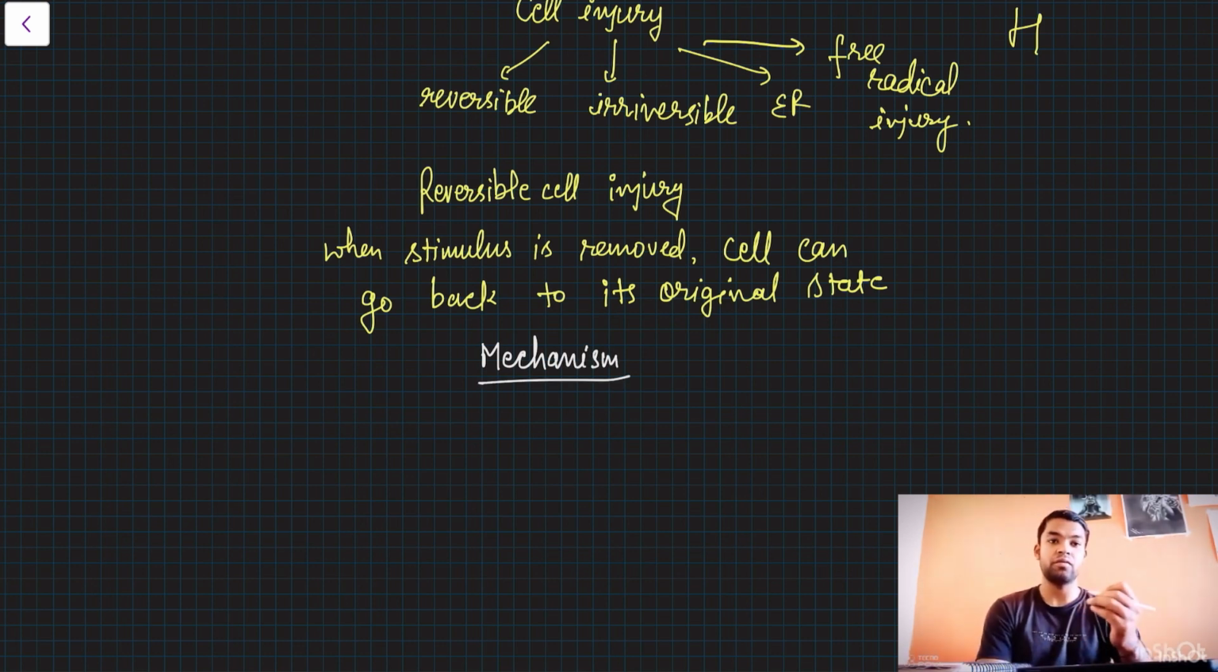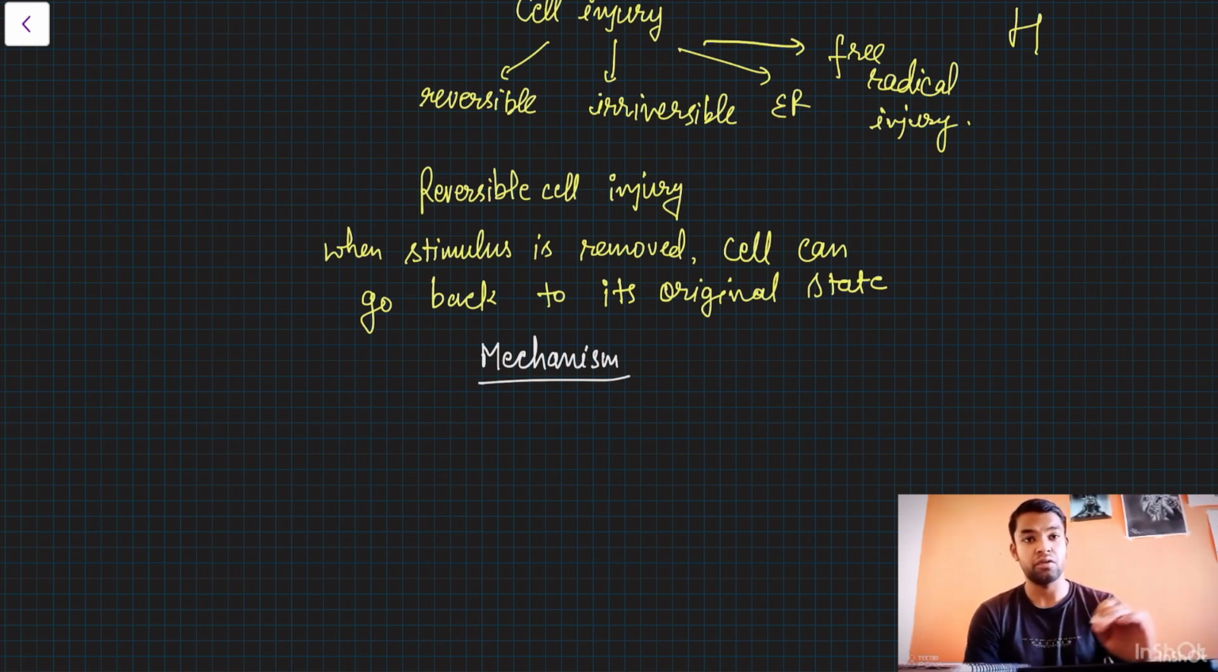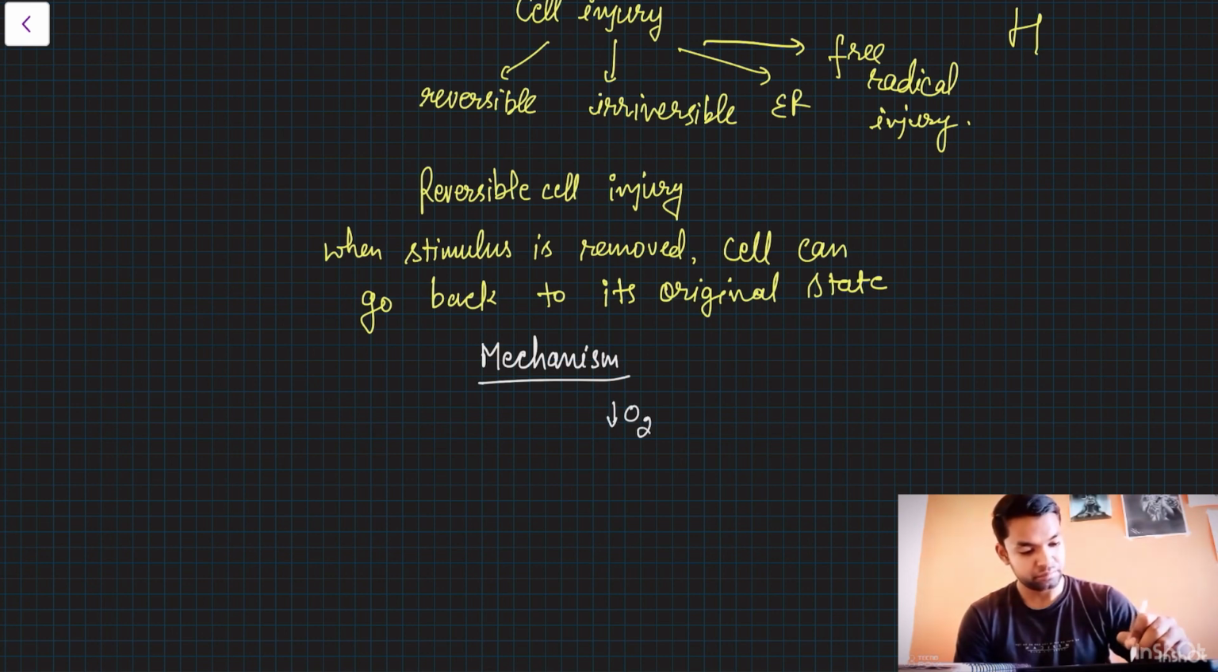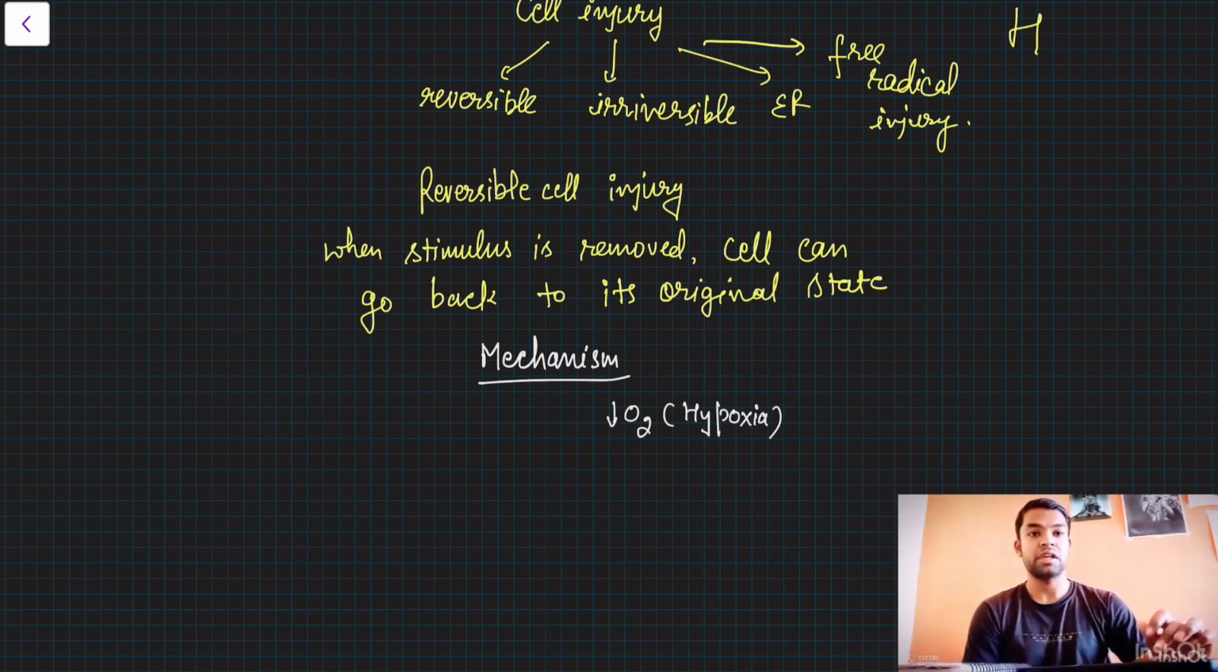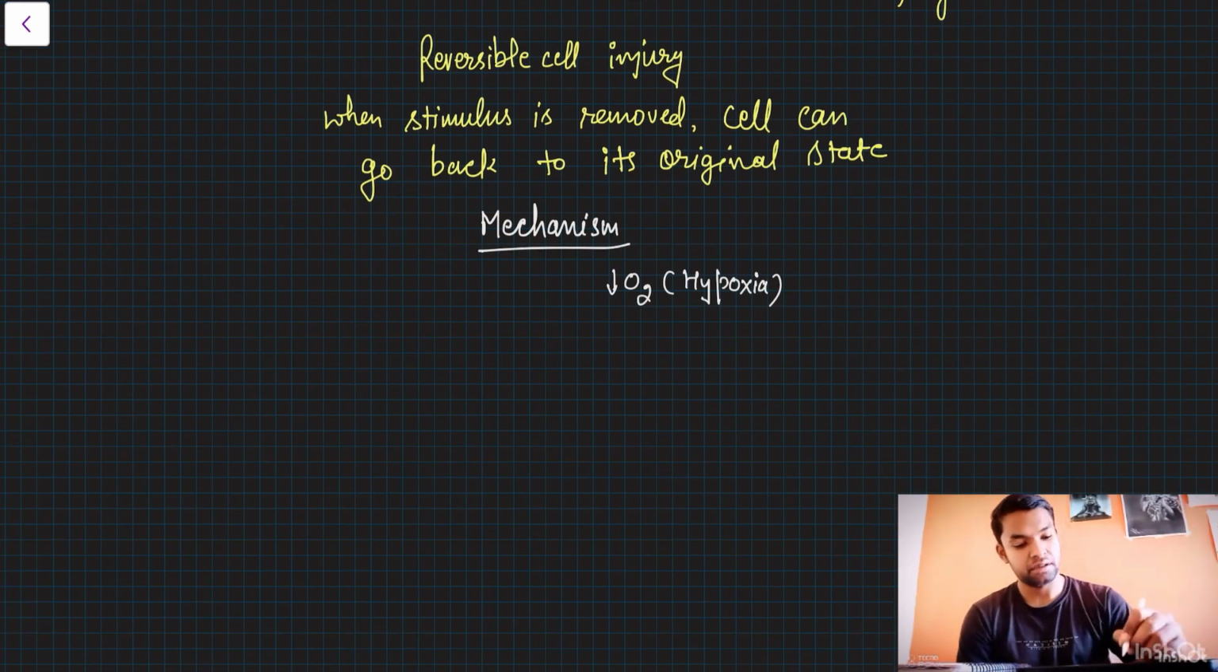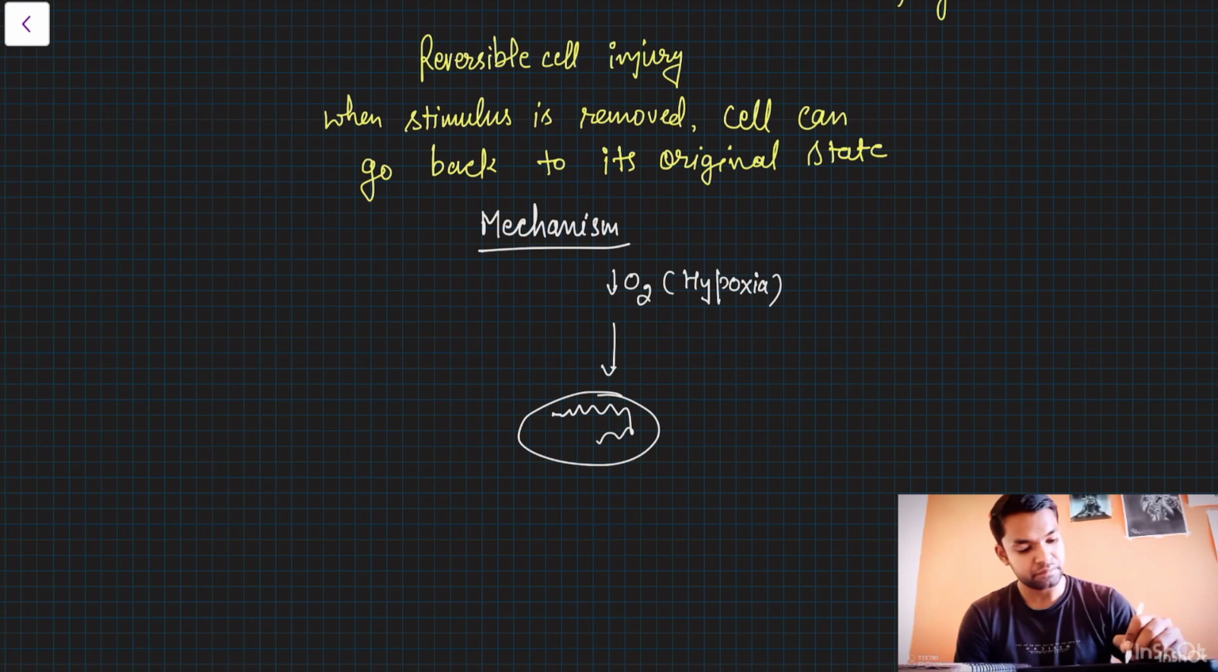Basically, in any kind of cell injury, the basic mechanism is related to hypoxia or low oxygen tension. Decreased oxygen level will lead to hypoxia. Due to hypoxia, what will happen in mitochondria? This will lead to mitochondrial dysfunction.